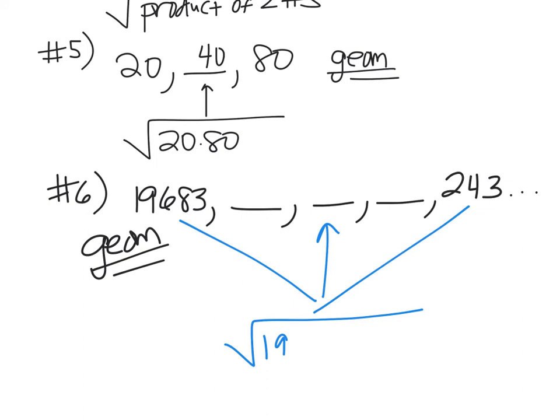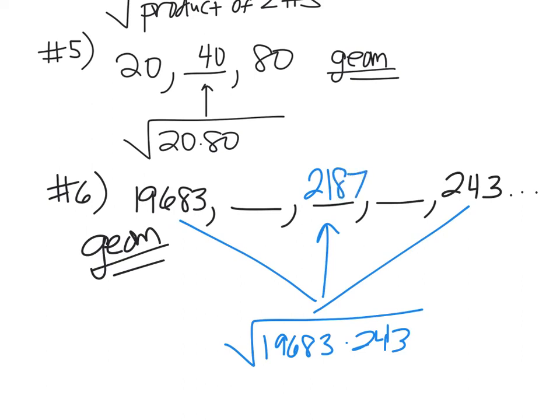So take 19,683 times 243 and take the square root of that. And do it by hand. Just kidding. Do it in your calculator. You're like, this is a non-calculator test? No. This whole test is calculator. And they should come out nicely. If they don't, then you did something wrong. So this would be the square root, which would end up being 2187.